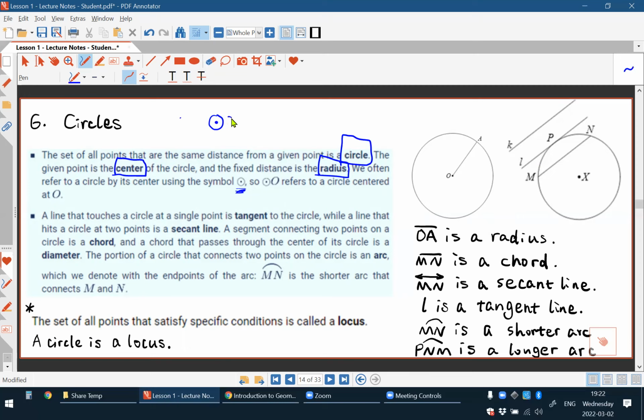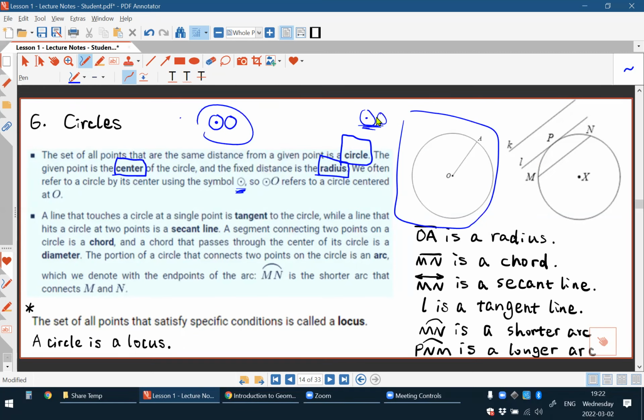And circle O is denoted by this symbol here. So circle O refers to a circle centered at O, as shown on the graph on the right. So this is a circle, and we can denote it by using this symbol, okay? And a line that touches a circle at a single point is tangent to the circle.